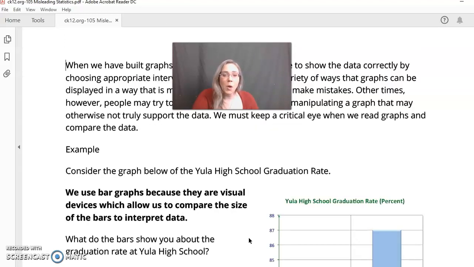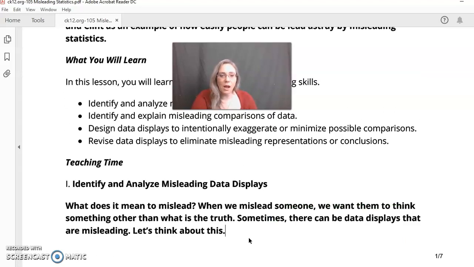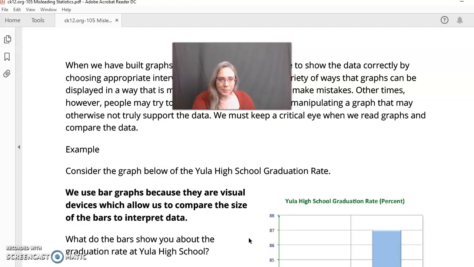All right, so what does it mean? What does it mean to mislead? Well, we do this all the time, right? Everybody shades the truth a little when you're telling something. So this is how you can do that with data. And it actually turns out statistics are great for this. It's one of the reasons politicians use them.